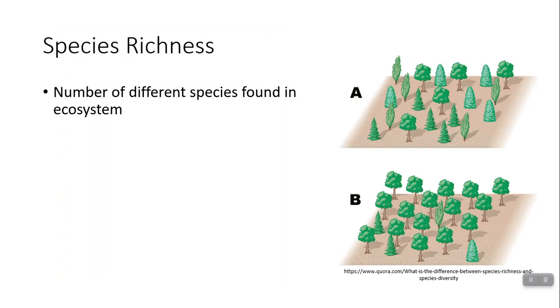Now let's get to some measurements. We're not going to do a ton of math with this, and you shouldn't be asked to calculate anything like this on the AP test, but it is good to know about species richness, and then we're also going to talk about species evenness. So the species richness is the number of different species you can find in an ecosystem.